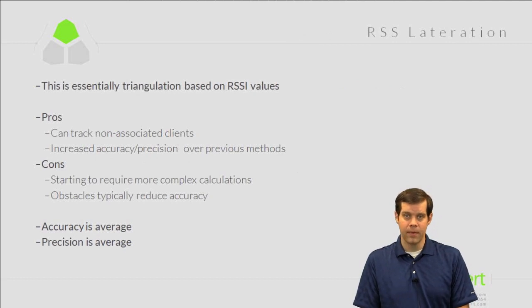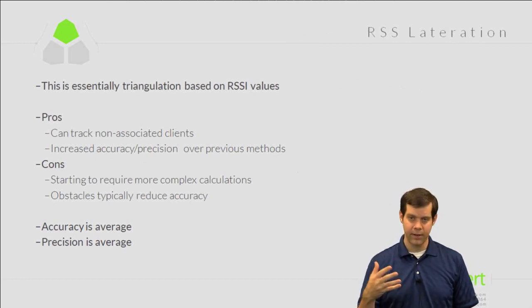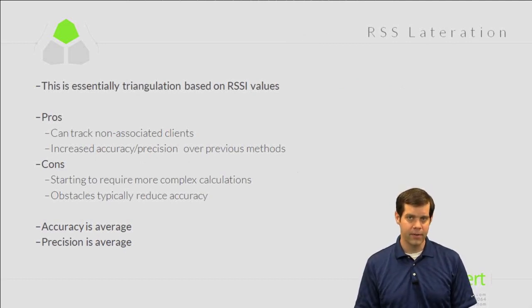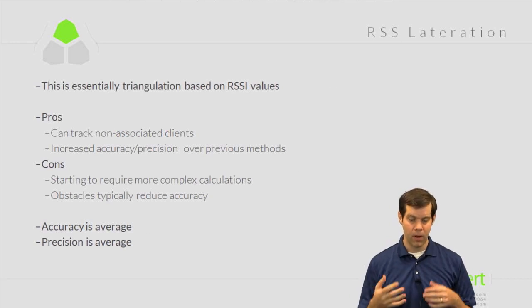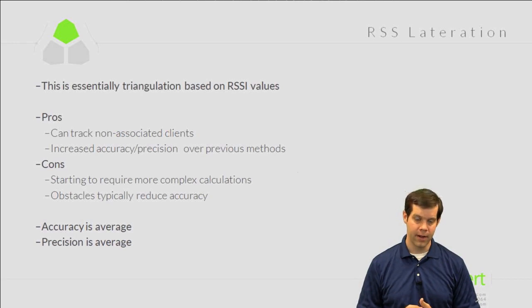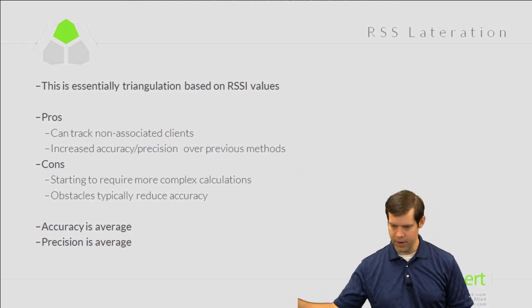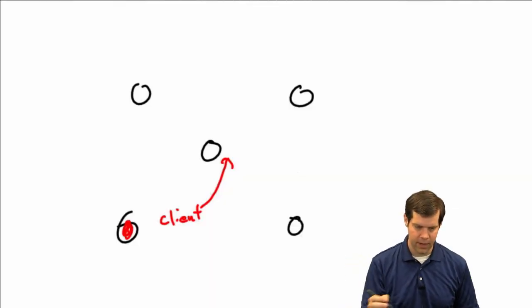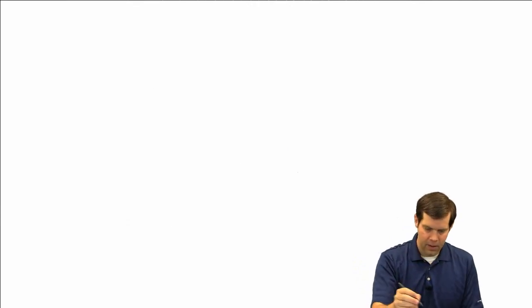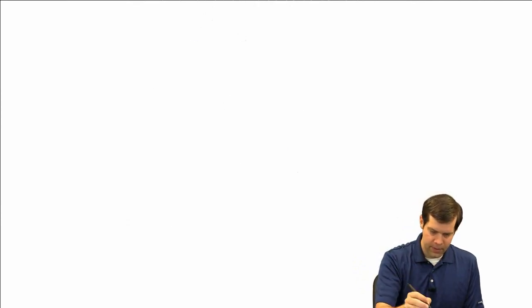RSS lateration. Now this is a little bit more, again, intelligent way of placing things. It's going to give you better results. So what this does is essentially it's triangulation based on RSSI values. So if you think about what triangulation is, just in case you haven't heard of that, let's say I have 3 APs. You need 3 APs for triangulation to occur.